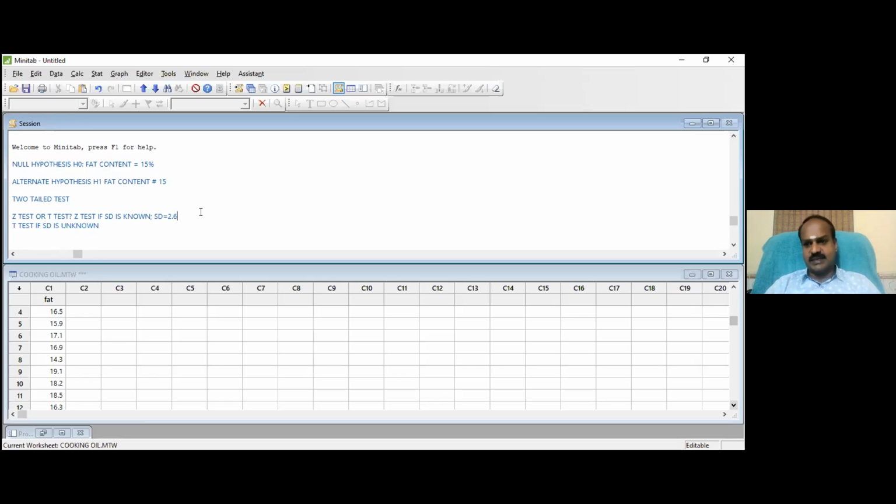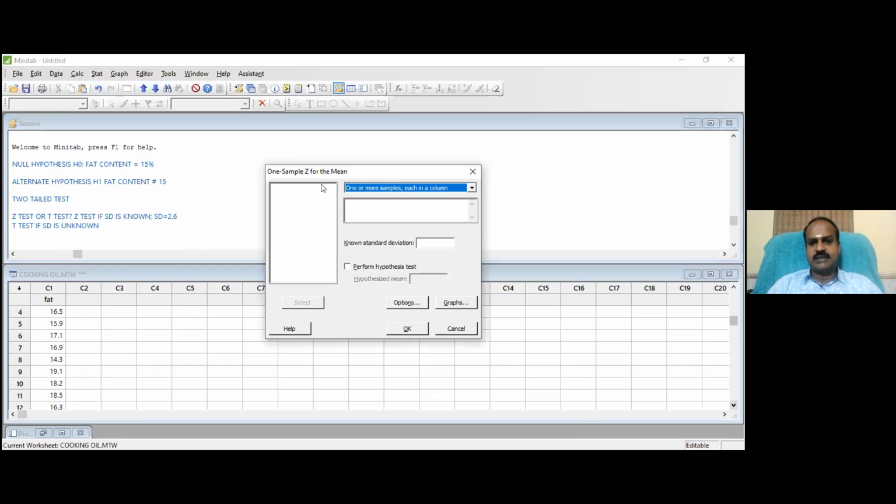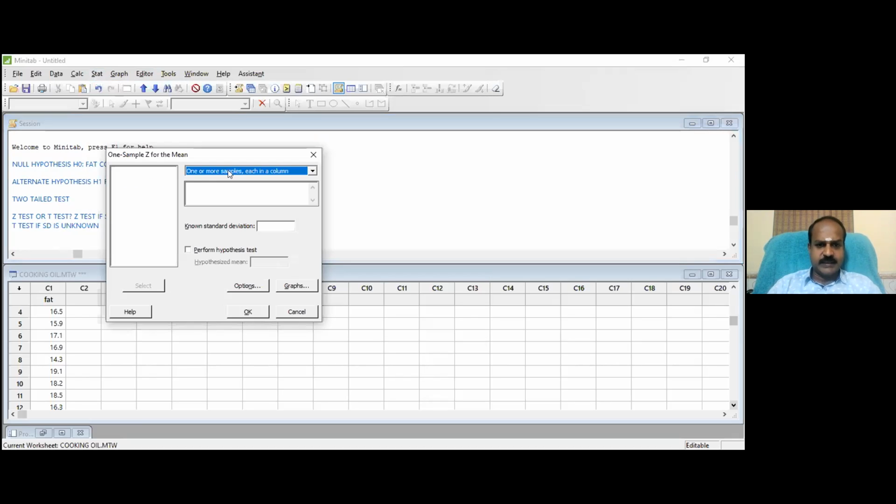I think you all remember the number. This is what we had. So we are going to do a one sample test now. Go to Stat, go to Basic Statistics. Do you see one sample Z here? Stat, Basic Statistics, one sample Z test. And now Minitab is asking, how is your data? Do you have a summary of the data or do you have the data in a column? I have data in the column. Select that and come here.